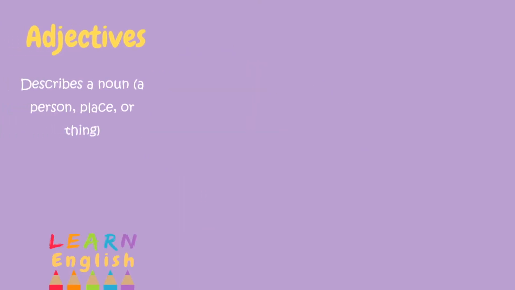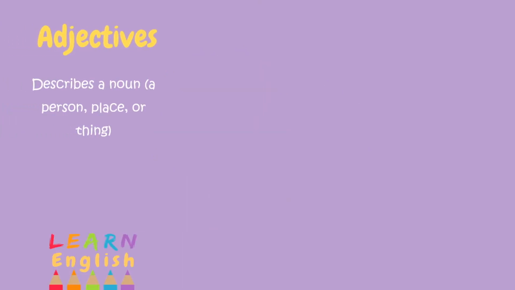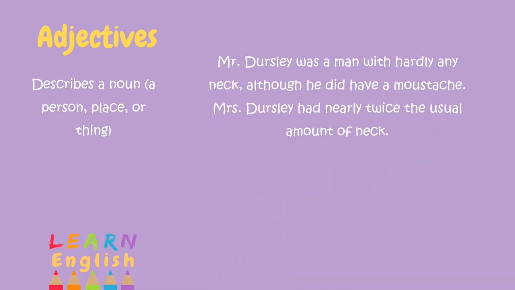So, what is an adjective? Well, an adjective is a word that describes a noun. So it describes a person, place, or thing. Adjectives can be useful in our writing because adding more detail helps your reader imagine what you are describing. Let's look at this example from Harry Potter, which has had its adjectives taken out.